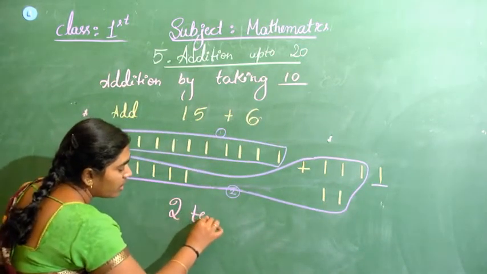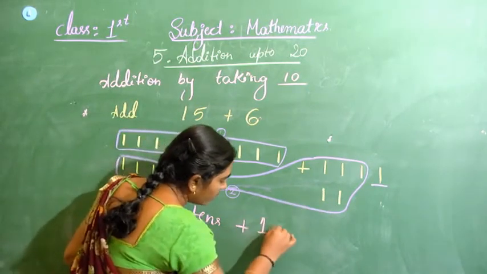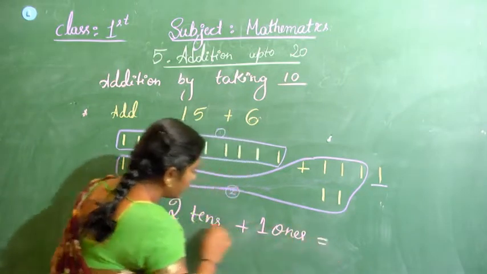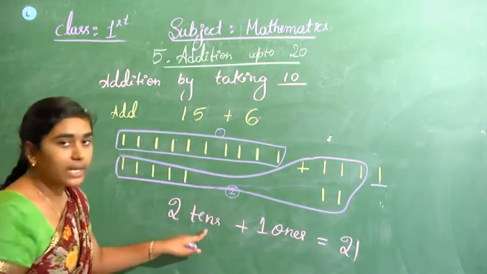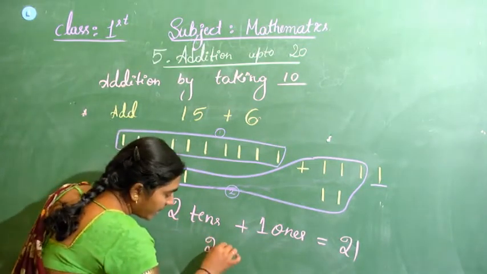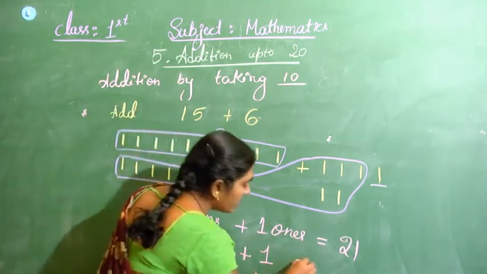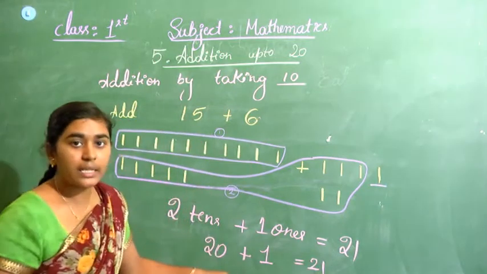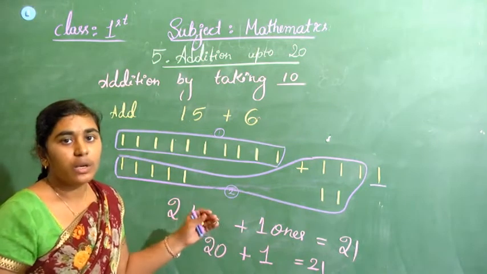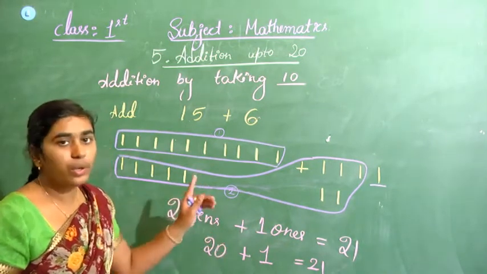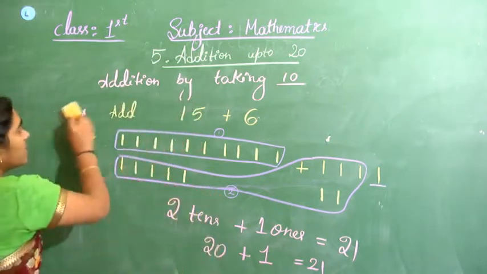So 2 bundles of tens plus 1 one. So 2 tens and 1 one we can write as 21. 2 tens is nothing but 20 and 1 one is nothing but 1. 20 plus 1 will be 21. Like this you can continue even for numbers after 20, but this chapter is only up to 20. Means one bundle of 10 you can solve. So let's see the exercise.